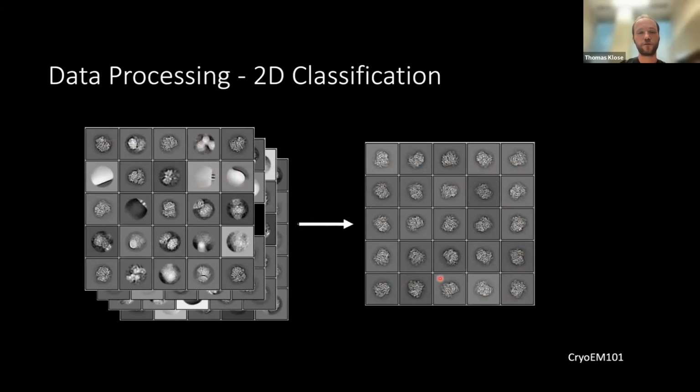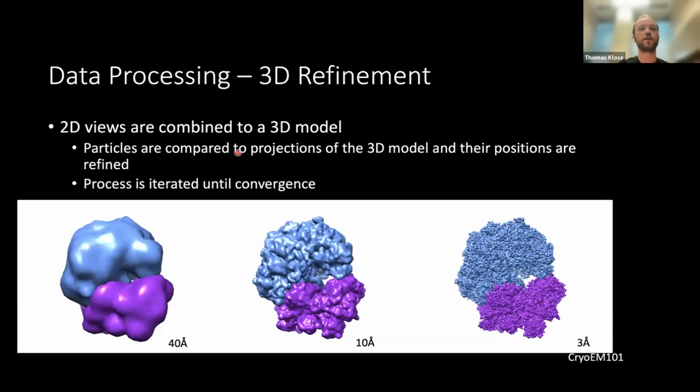Once you have all these 2D views, you can combine them into a 3D model, and Wen talked about this. If you combine them in the right way, you can get a very low resolution model. It will look something like this at 40 angstroms. Then you can take this model and project it into a 2D view again, compare your actual particles against this 2D view, and this way refine their position and orientation in 3D space.